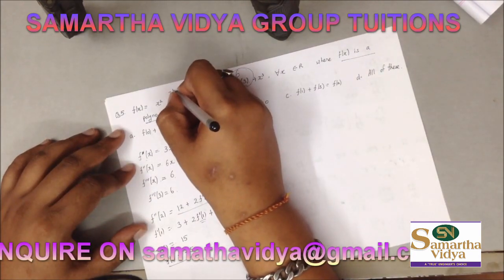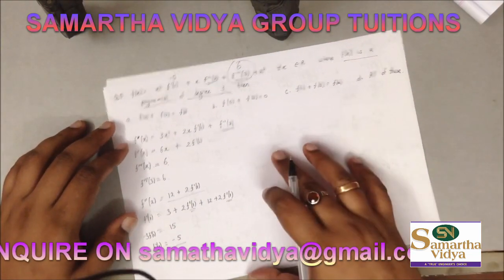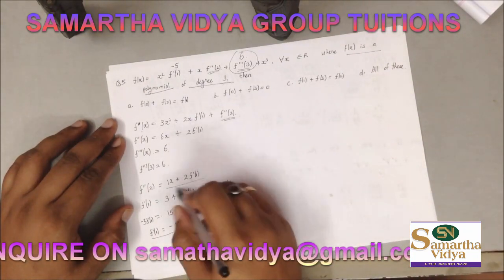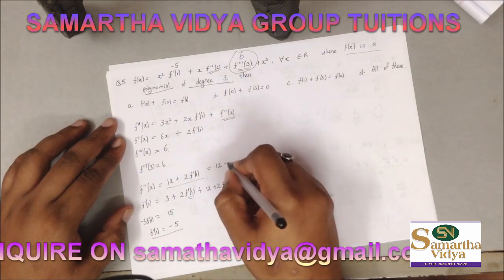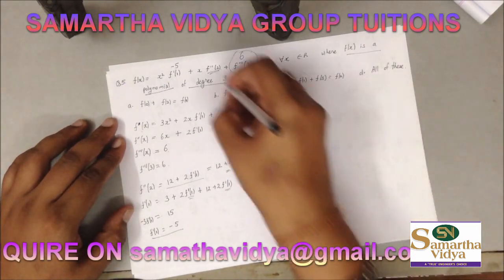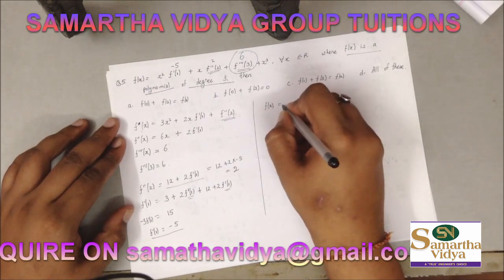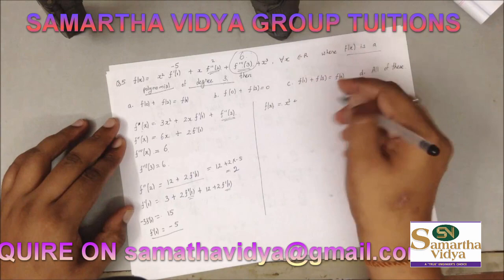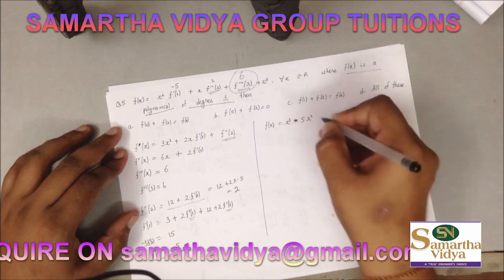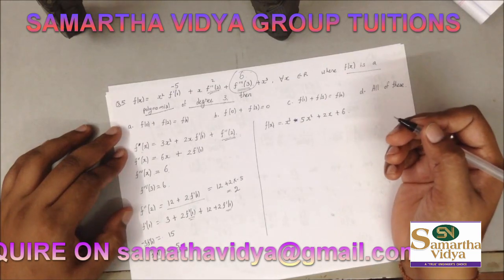We have found one more term, which is this one. Now I need to find the double derivative of the function at 2. Since f dash of 1 is minus 5, I can substitute in this. So this becomes 12 plus 2 into minus 5, and you get the answer 2. So now we have the function ready with us: f of x is equal to x cube, then minus 5x square, then plus 2x, and the last one, which is 6.